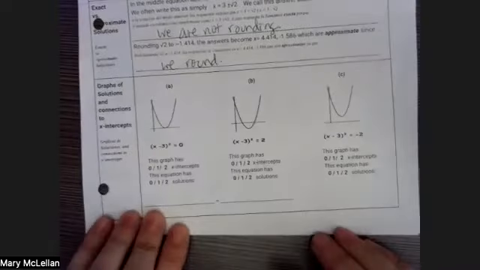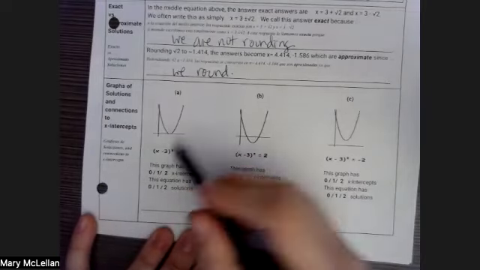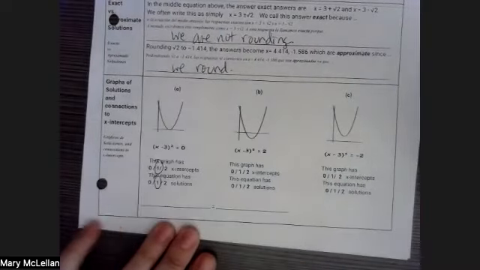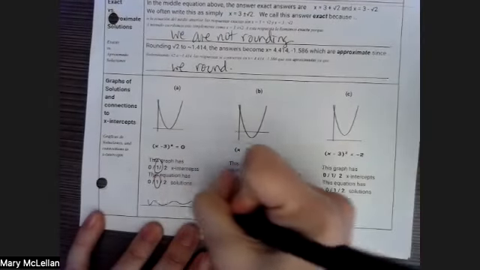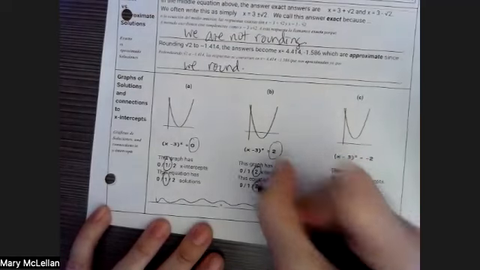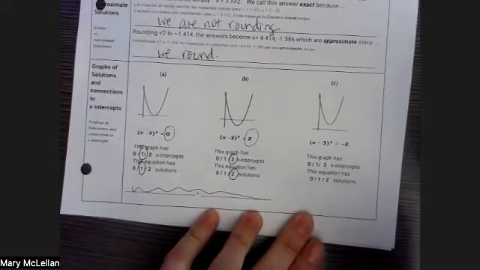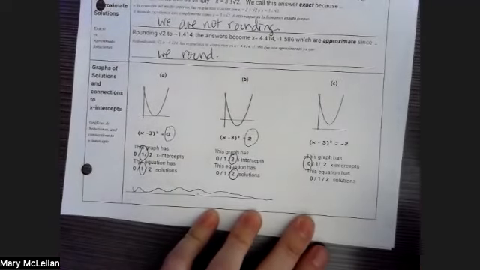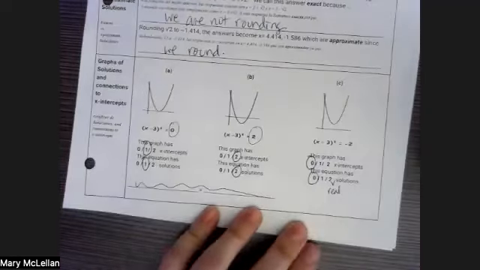Last little piece, and then we're going to say goodbye. Graphs of solutions and connections to x-intercepts. This graph has one solution. The equation has one solution. This is a little typo right here. This graph has two solutions. The equation has two solutions. This graph has no x-intercepts, and the equation has no real solutions.